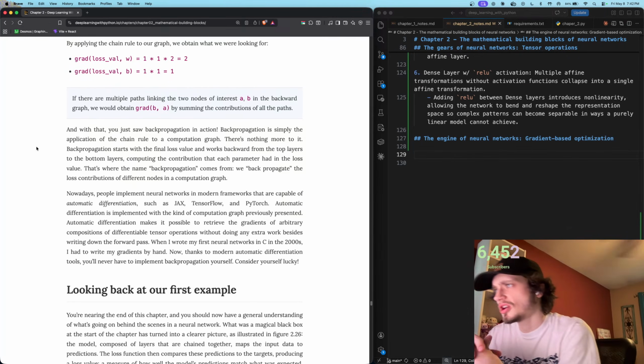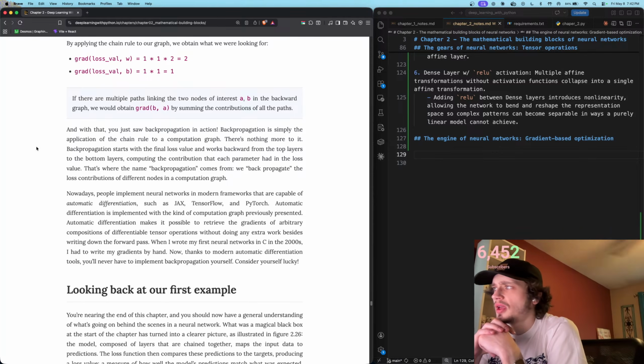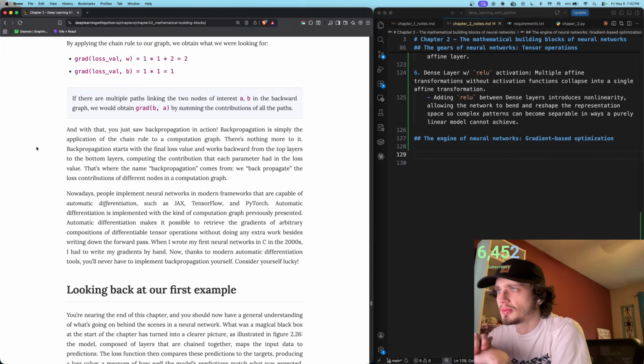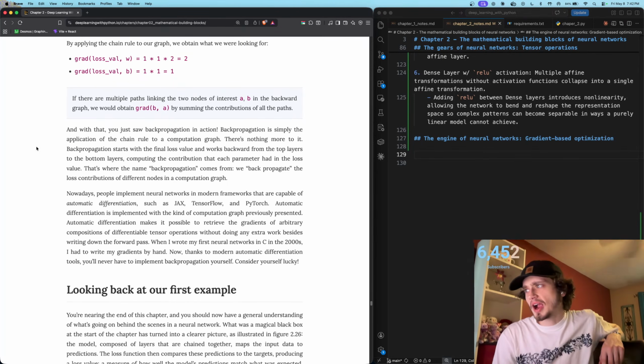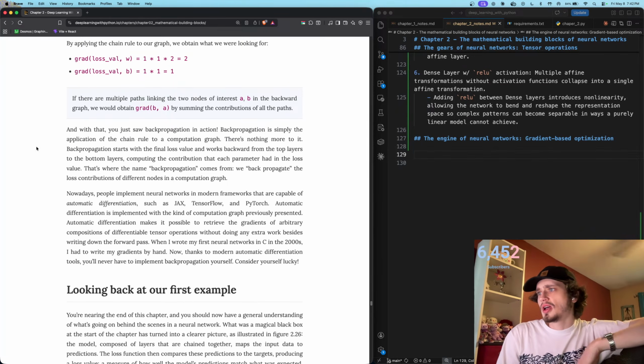And with that, you just saw backpropagation in action. Backpropagation is simply the application of the chain rule to a computation graph. There's nothing more to it. Backpropagation starts with the final loss value and works backward from the top layers to the bottom layers, computing the contribution that each parameter had in the loss value. That's where the name backpropagation comes from. We backpropagate the loss contributions of different nodes in a computation graph.